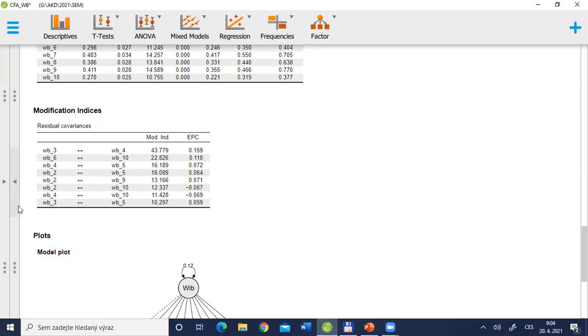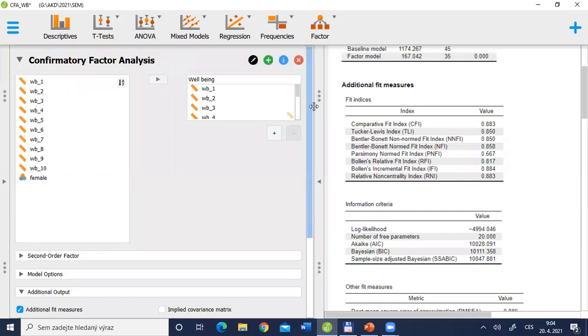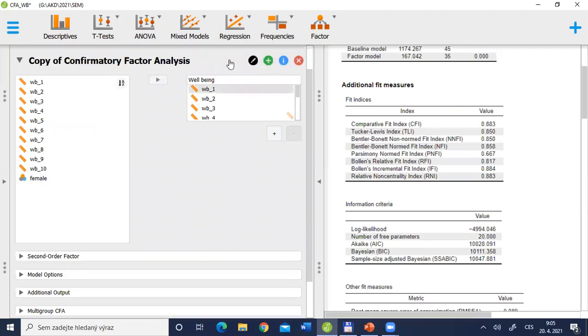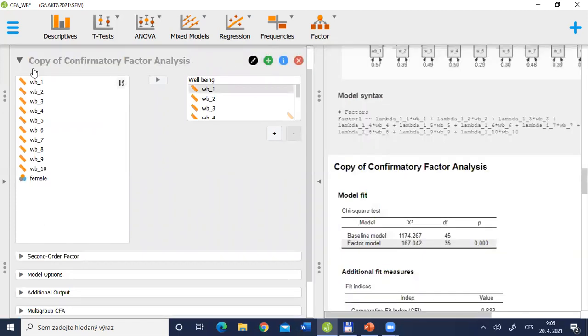So here I would ask once again for a copy of this previous analysis. It would be the copy of this analysis. I would change the title. I would add a link for random errors of WB4 and WB3. So it would be a change in my model. And this change could be performed here in model options.